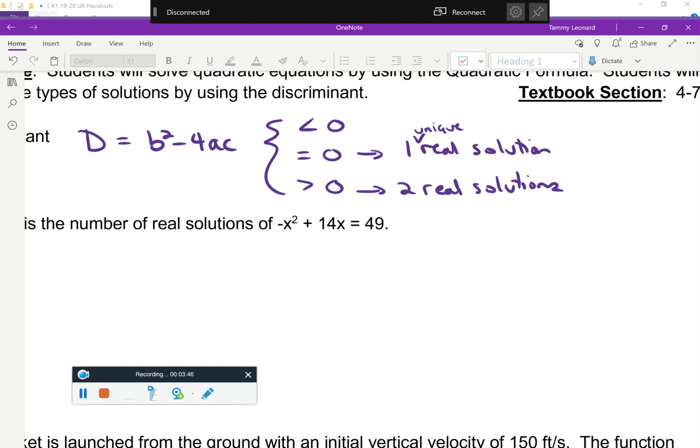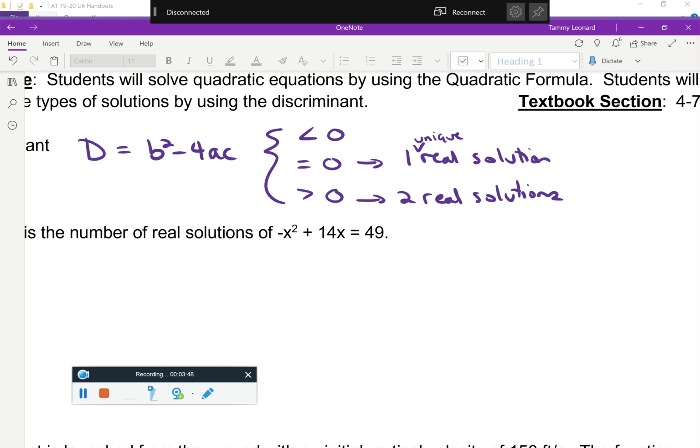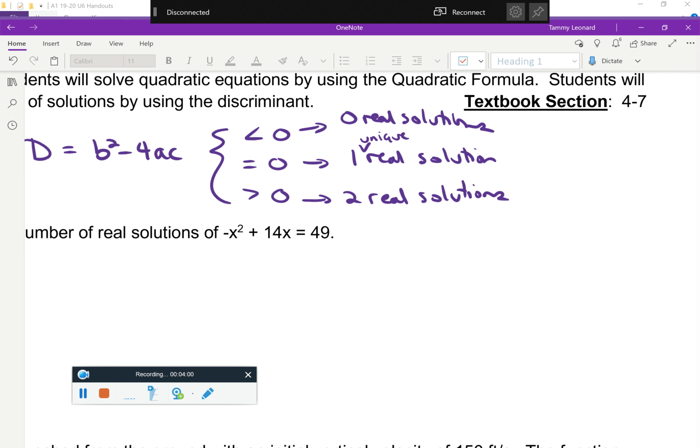All right, now less than 0 is where the interesting stuff comes in. If we're only interested in real solutions, then we would say that there are none. So we're going to write down here 0 real solutions. But pretty soon we're going to care about solutions that aren't real, that are imaginary.